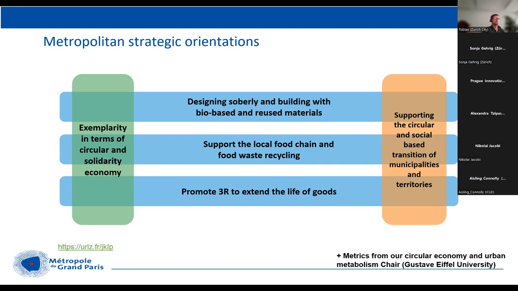Regarding the subject of today, I could have had a lot of metrics that we are using to monitor this strategy. We have for each pillar certain numbers of actions that you can find quite easily on our website. And for each action, we have targets, quantified and qualified.